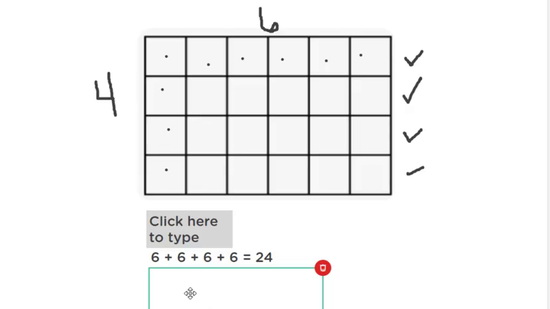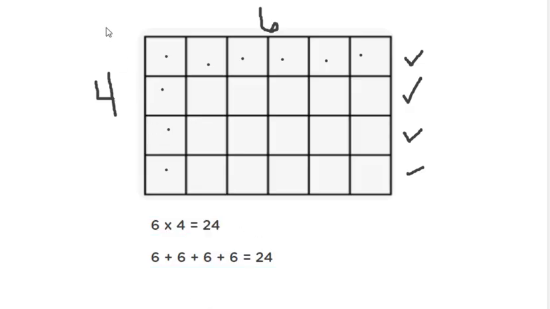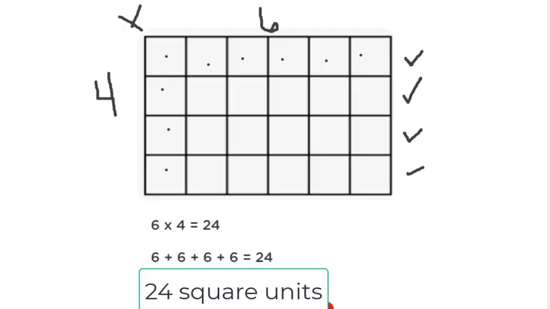Another thing that I can do is I can multiply. Multiplying is a fast way of adding, right? I have 6 that I added, and I had 4 of them. So I'm multiplying, and I come up with the same answer, 24. But we're talking about area, so our correct answer is 24 square units.